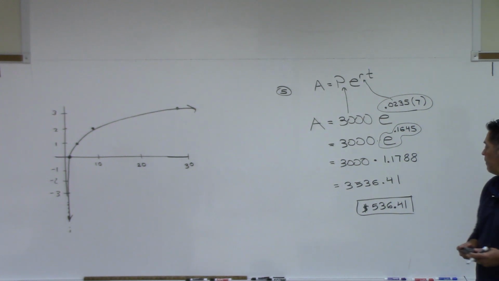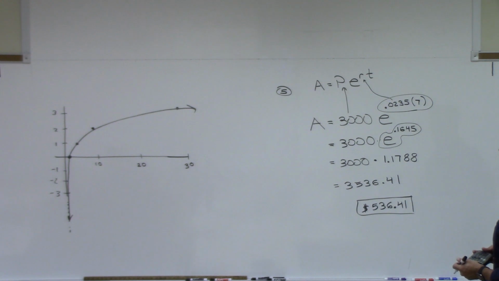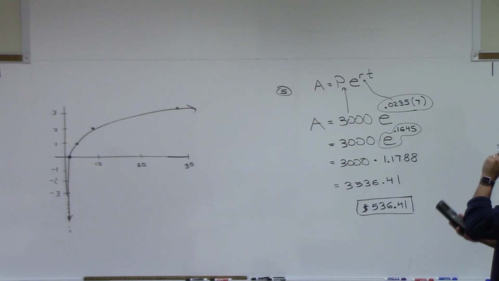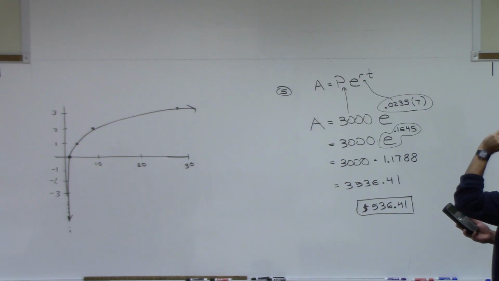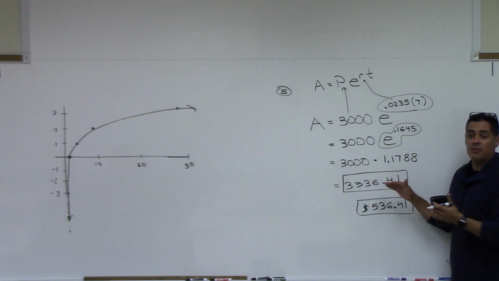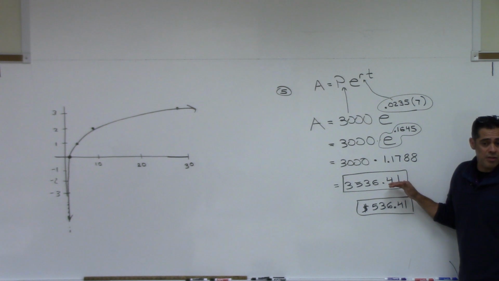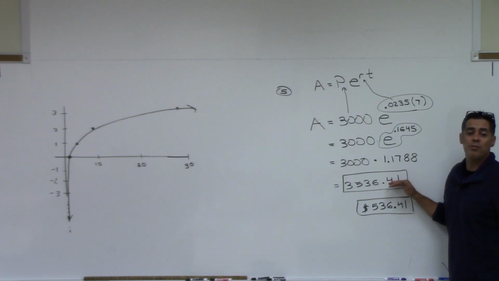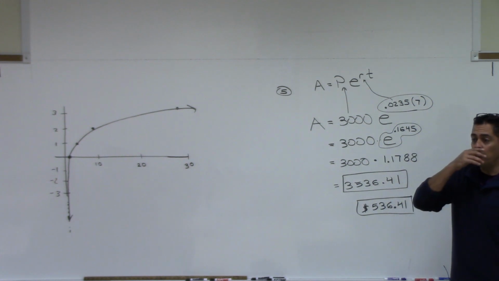Yes? That's what I was trying to figure out, why I'm off by 3,000. Oh, no. This is your answer, right? This is how much money would be in the account after 7 years. Right. But look at the question. The question says how much interest was earned. Oh, okay. I forgot about the interest. How much interest was earned.